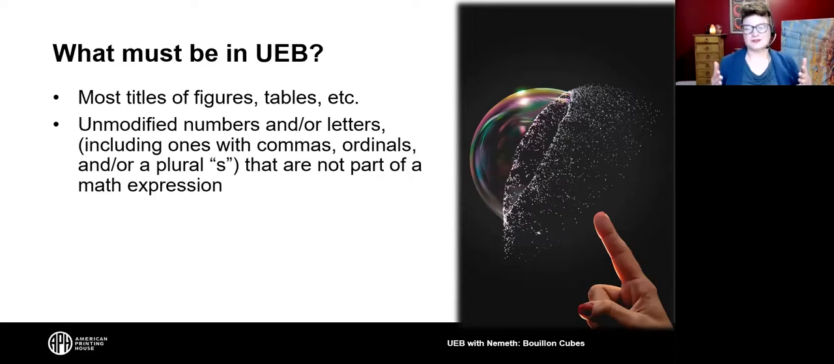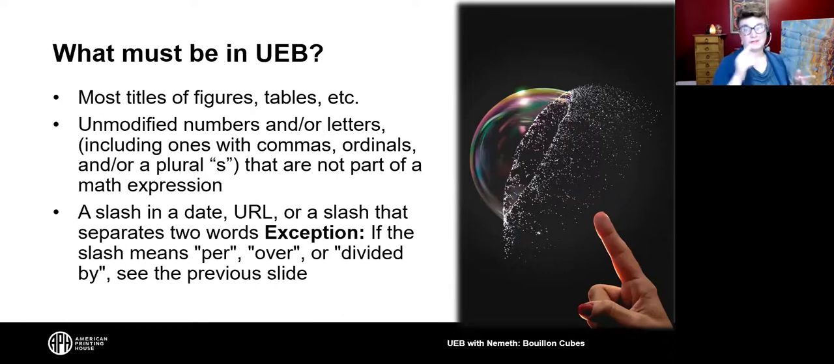Our numbers and letters that aren't modified, even when they're variables. What is the value of X, for example? Or I am 15 years old. Those sorts of unmodified letters and numbers go outside the bubble. If they're part of a greater expression, then that pulls them into the bubble. But if we're just talking about the variable X, sometimes it's used to represent an unknown value, then that letter stays in UEB.